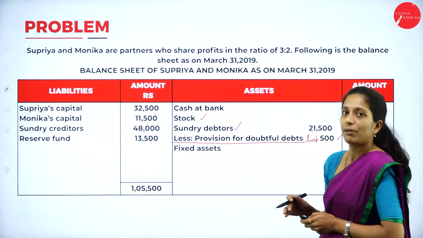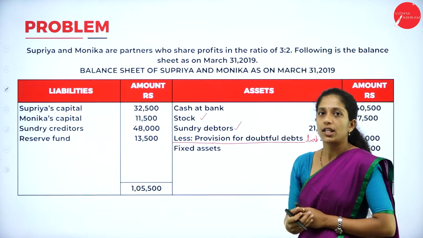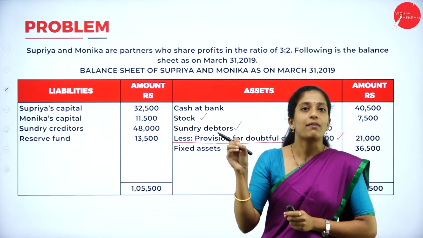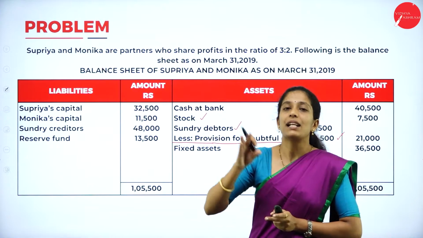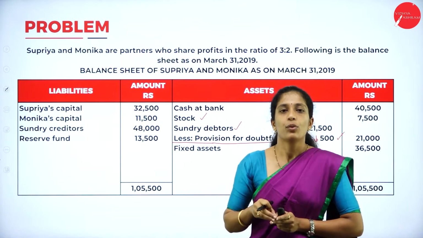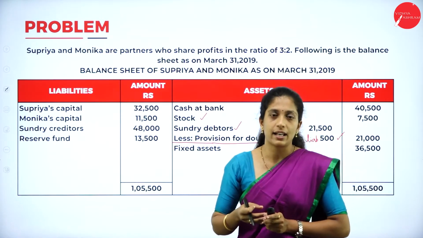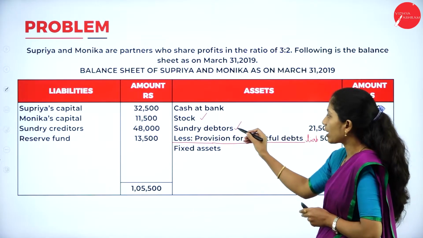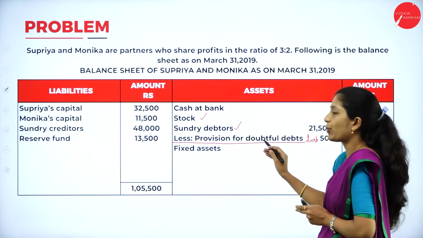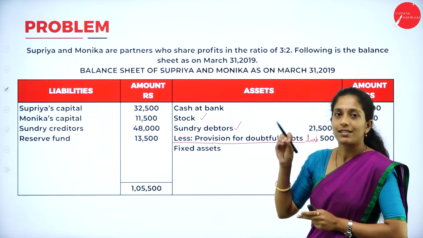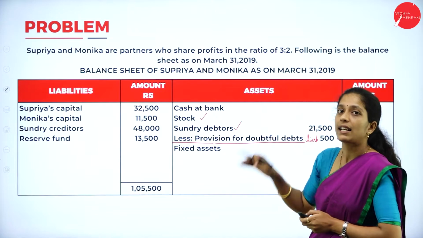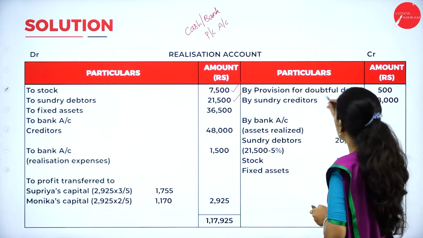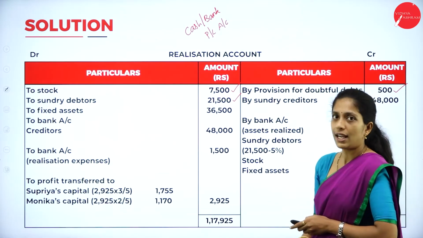Most of you will forget. So my suggestion is that whenever you record the asset, that is debtors, whatever is deducted from debtors, immediately transfer it in the credit side. Why? Because you will forget it later when you are recording the liabilities. So we have recorded stock, we have recorded sundry debtors, and there is a provision. The provision is a liability. Transfer to the credit side of your realization account, it is 500. By provision for doubtful debts, 500.